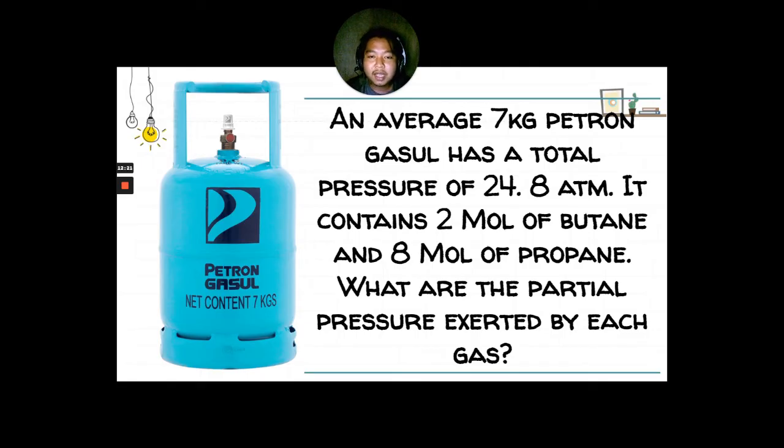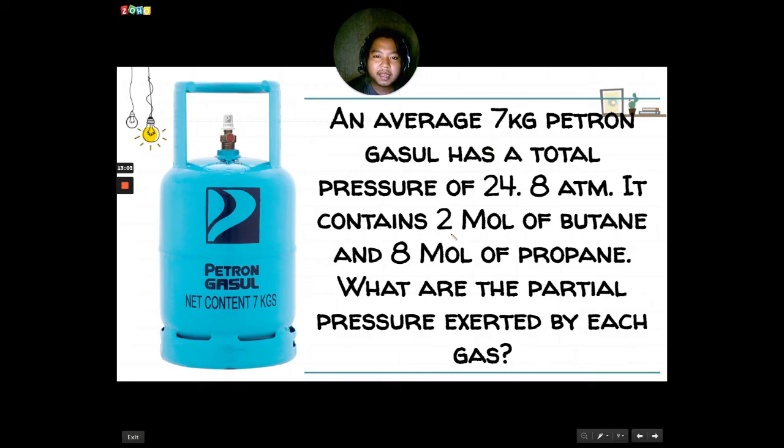Just a trivia, a gasul contains both butane and propane. Those are organic compounds, alkanes, that we will discuss later. I'm not sure which one is for low fire, I think butane burns in low fire and propane in high fire. So they are mixed to balance whether you want low flame or high flame. 2 moles of butane and 8 moles of propane. These are flammable gases. What are the partial pressures exerted by each gas?